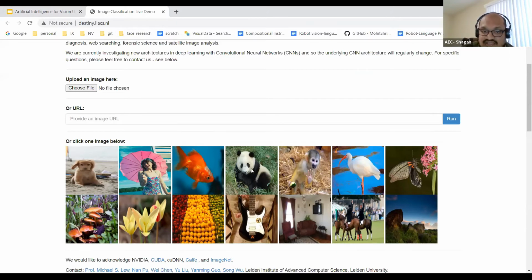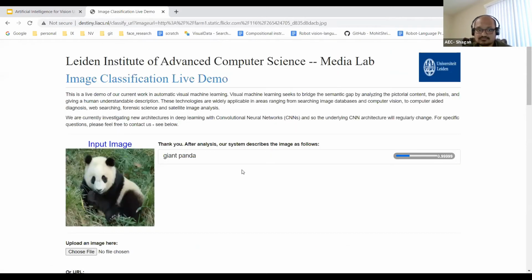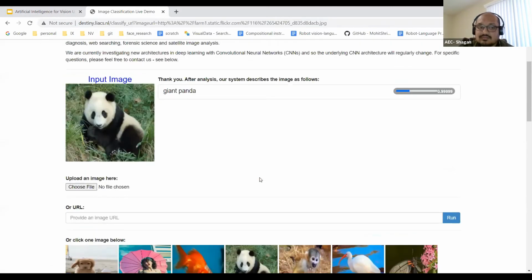What it does is it takes an image. Let me click on any one of these images, let's say this panda image, and when I hit run, it passes this image through this entire deep learning model. This model has millions and millions of neurons, just like the human brain, and it tries to classify what object is presented in that image. In this case, it says that this is a giant panda, and it has a pretty high confidence. Out of 1, it has a confidence of 0.99 in saying that this is in fact a giant panda.